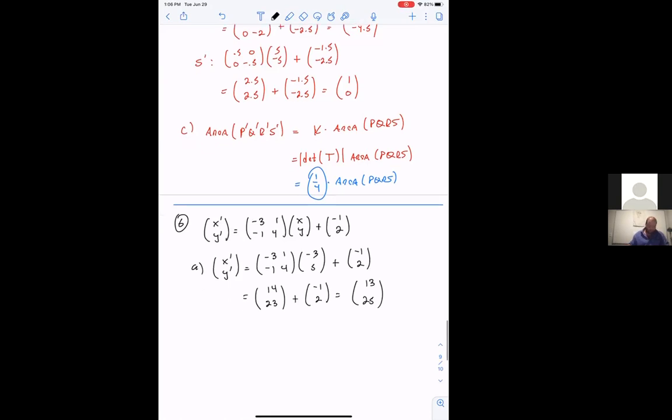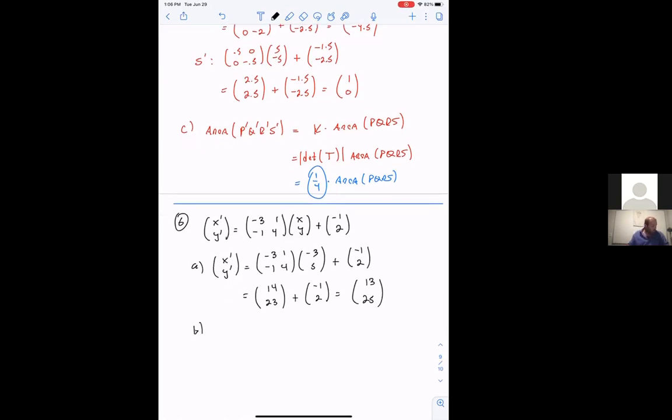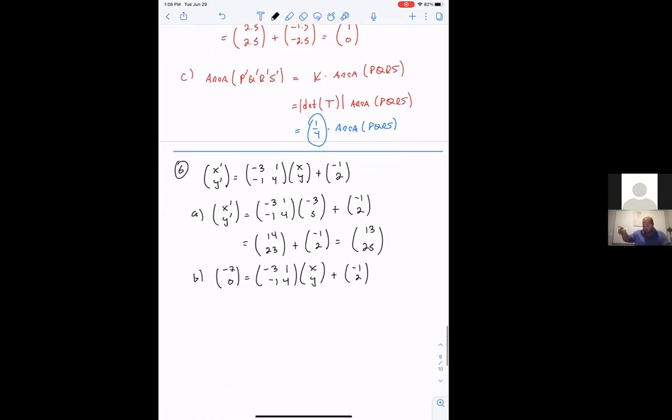Okay, no problem. B. The coordinates of the point whose image is (-7, 0). So now we're looking for the point that maps to (-7, 0). So the x, y, those are the unknowns at this point, and we're going to solve for them. It's a little more work. Let's first subtract off (-1, 2). So -7 minus -1, -7 plus 1, is -6. 0 minus 2 is -2. That equals the matrix [-3, 1; -1, 4] acting on (x, y).